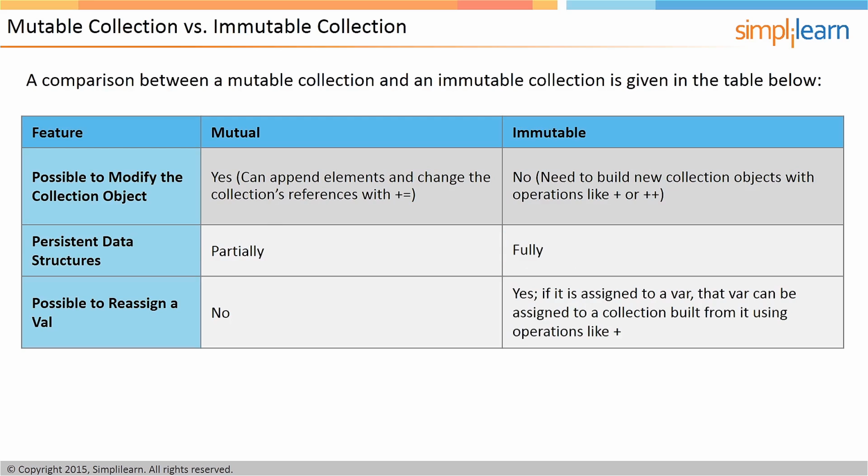The difference between these collections is very similar to what exists between variable and value. A mutable collection that is bound to a value can be altered. However, you cannot reassign the value. On the other hand, an immutable collection cannot be altered. However, if it is assigned to a variable, that variable can be assigned to a collection built from it using operations like plus.